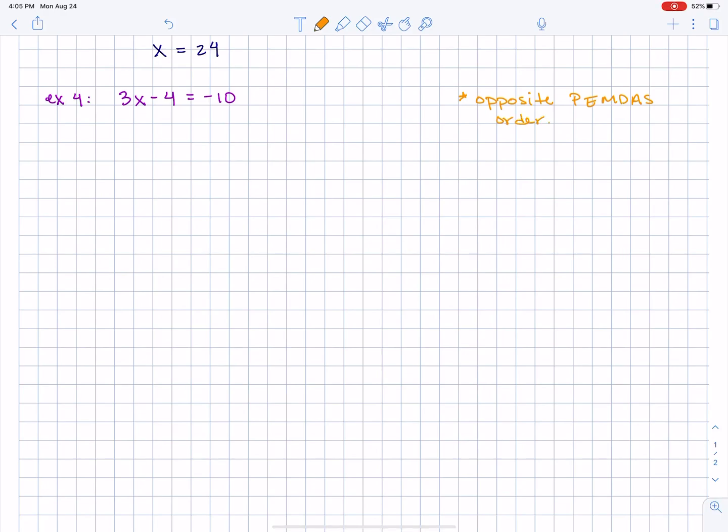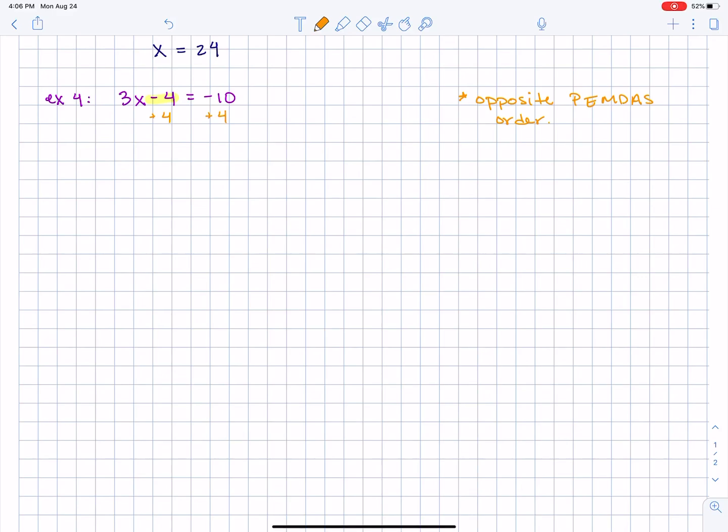Now you have to be careful with that because it's not completely opposite at times with your grouping symbols and whatnot. So it's always a good idea just to watch and undo your equation. So for us here, we're going to start with our addition and subtraction. So we're going to start with this -4. And to undo that, we're going to add 4 to both sides.